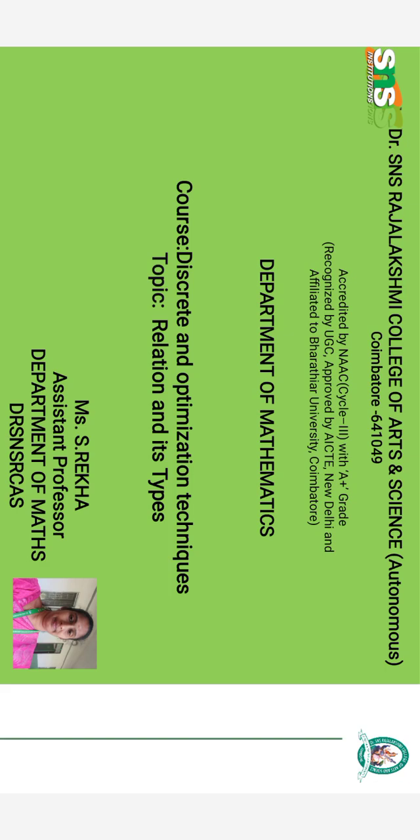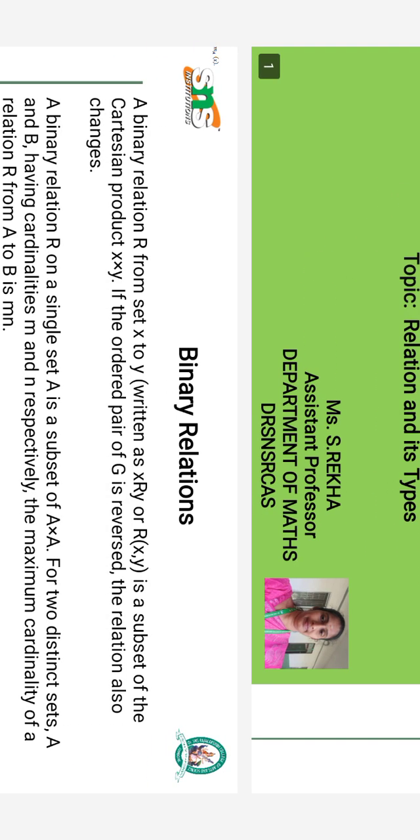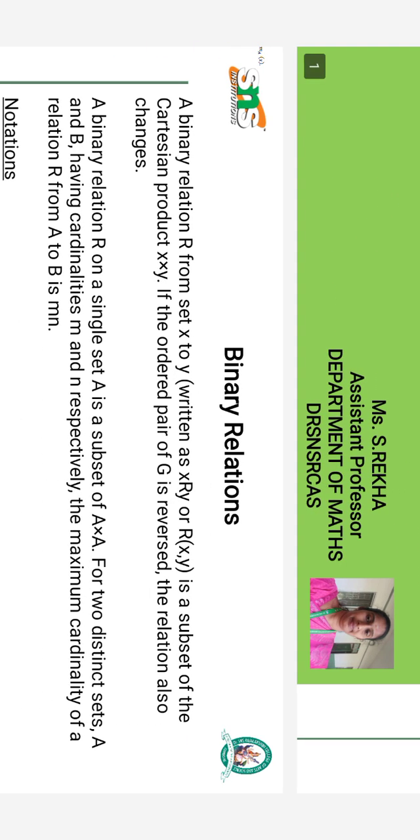Today I am going to explain about discrete and optimization techniques. My topic is relations and types. So today we are going to discuss the binary relation. A binary relation is nothing but a relation from a set X to Y, and also a subset of the Cartesian product X cross Y.